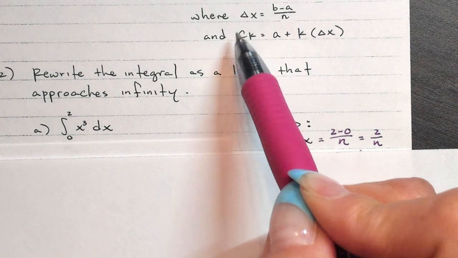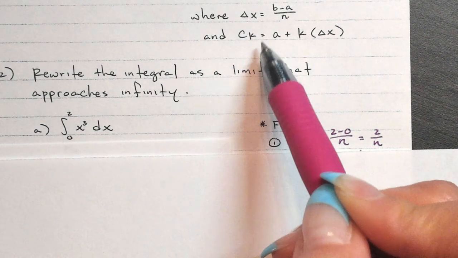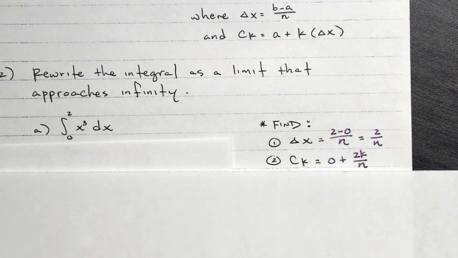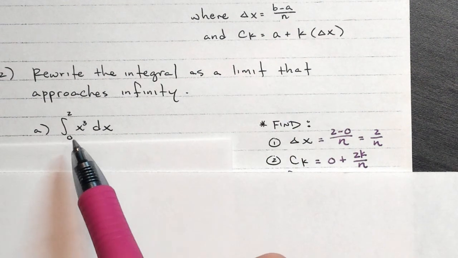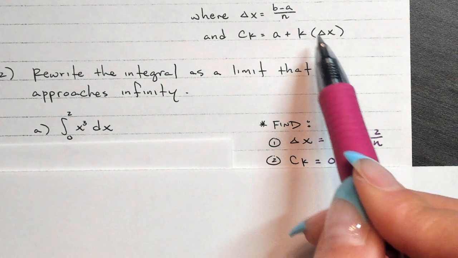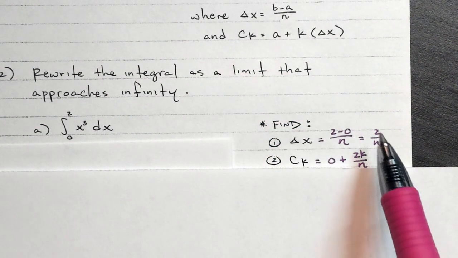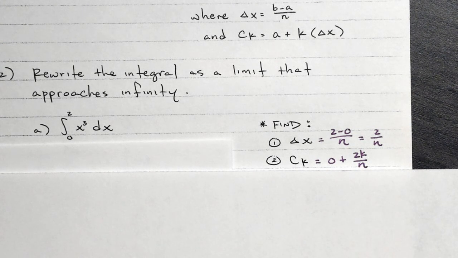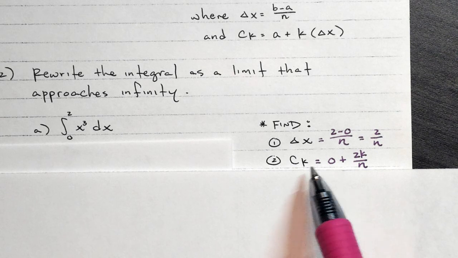Number 2, we find basically our x value, but we're calling it c sub k. So our x value is a, which is 0 plus, so a plus, and then whatever we got here times k. So 2k over n. If you put the k on the right side, it's the same thing. It's fine. Okay? So here's our x, or our c sub k value.